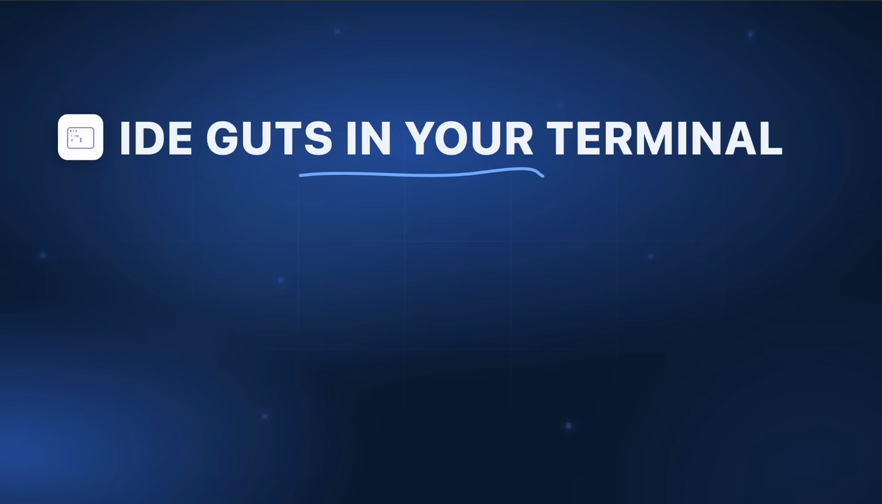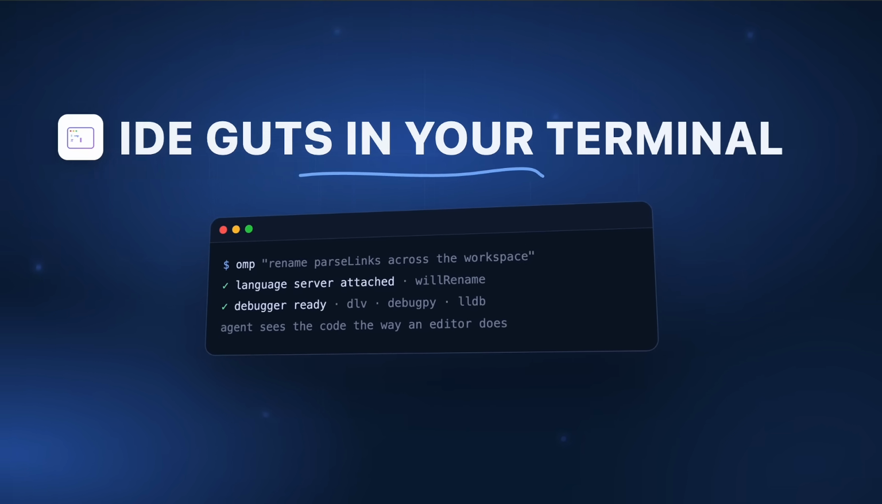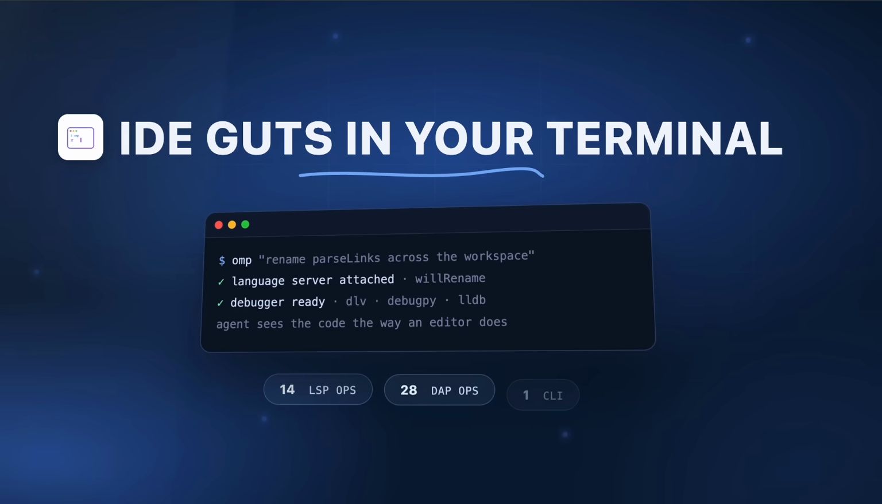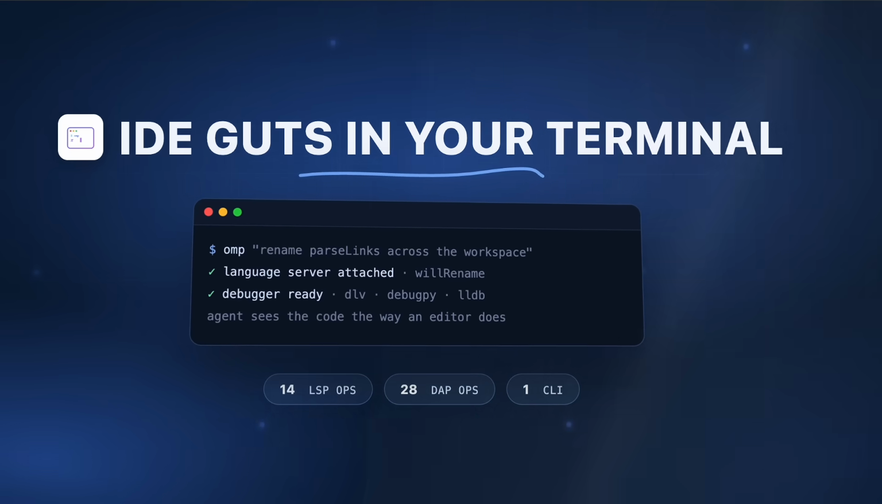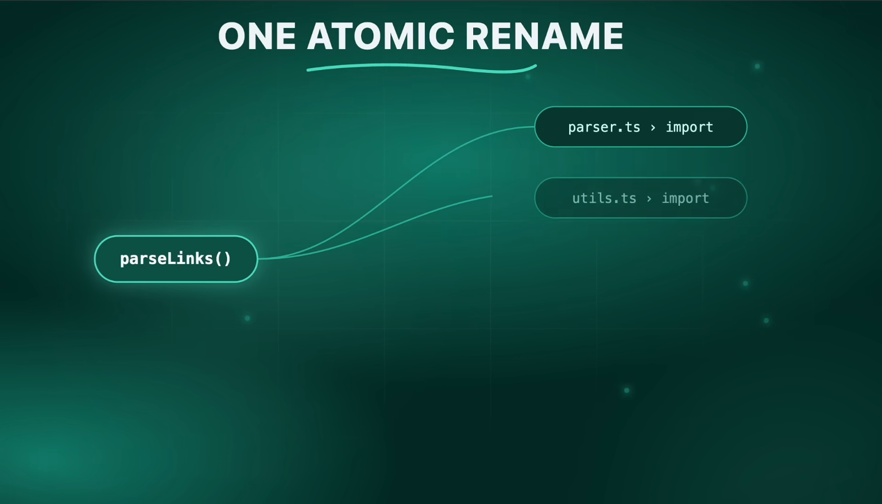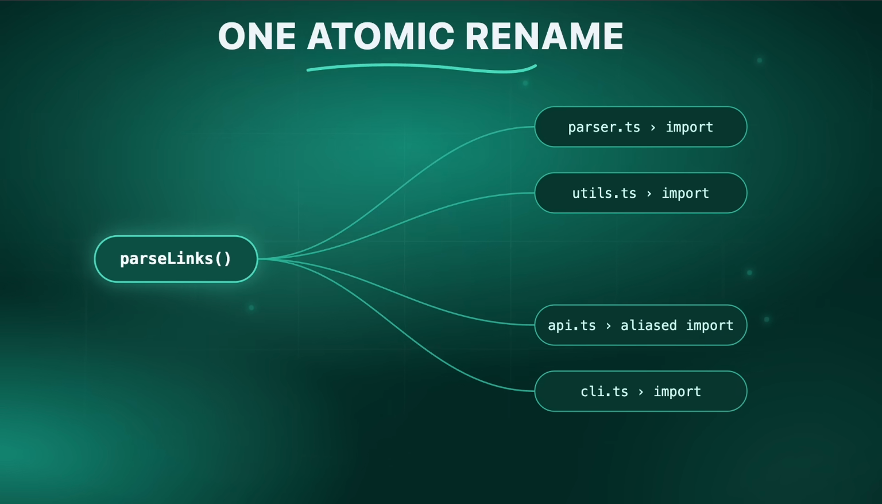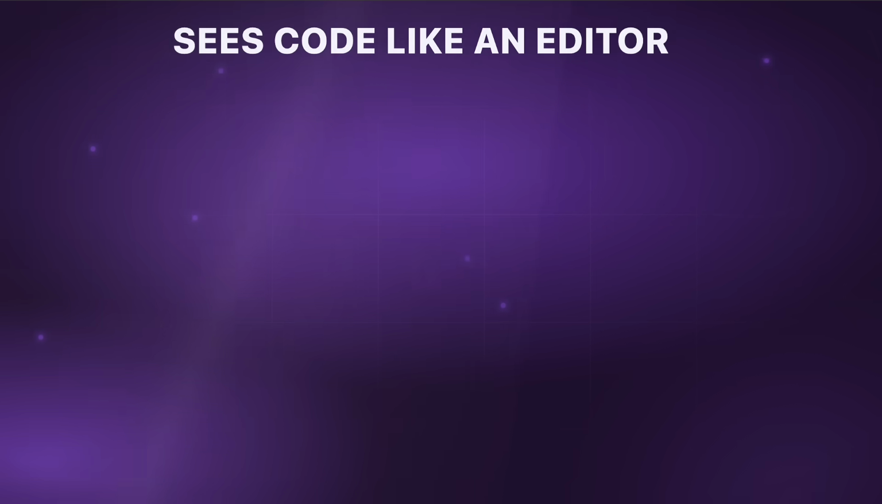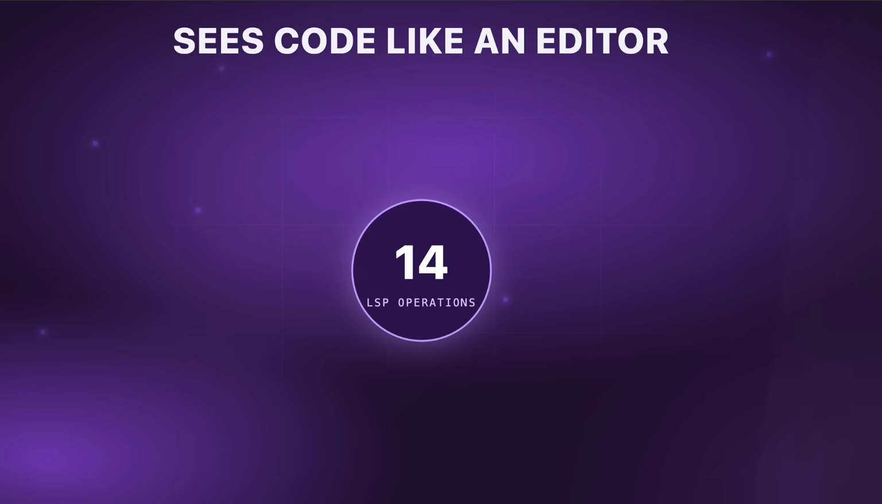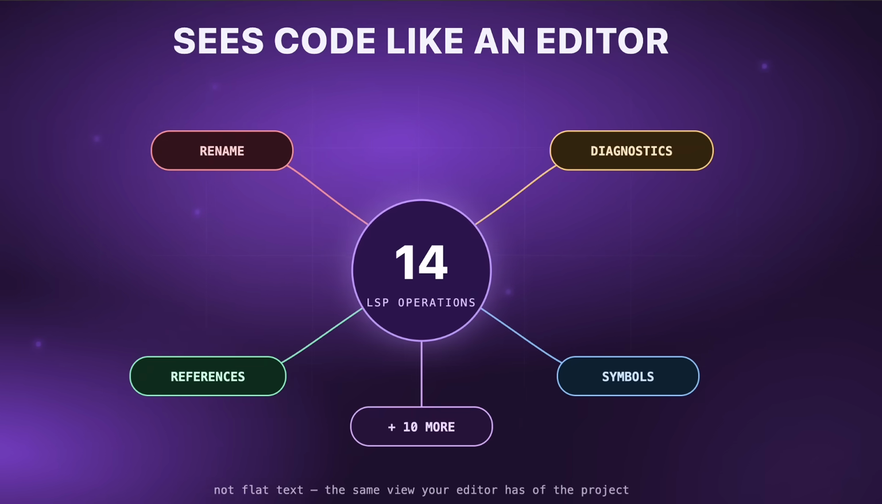With the CLI built, I tested the refactor story. I asked it to rename the core parselinks function, which gets imported in 5 places including a barrel file. A plain agent would grep and replace and probably miss the re-export. OMP routed it through the language server, the same rename protocol your IDE uses, so every import, alias, and re-export updated as one atomic workspace operation. It has 14 language server operations wired in, covering diagnostics, references, and symbols, so the agent sees your code the way an editor does, instead of as flat text.